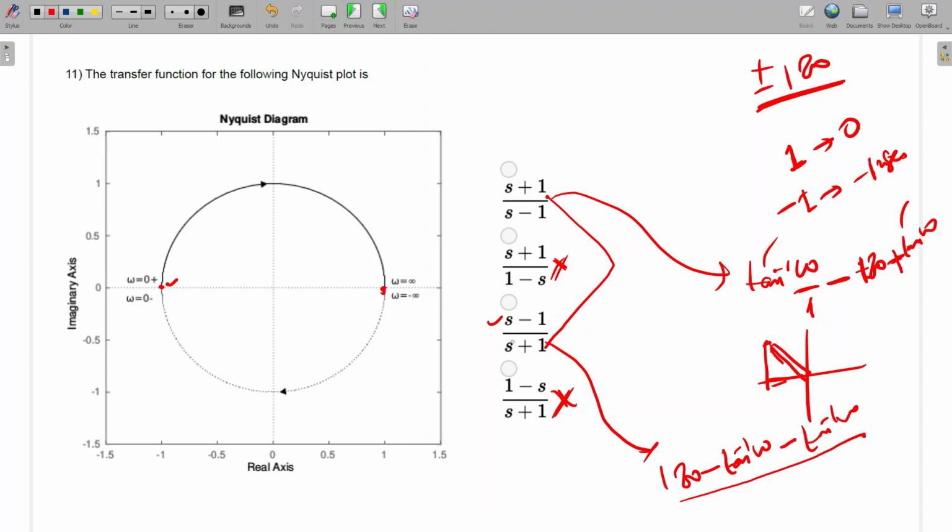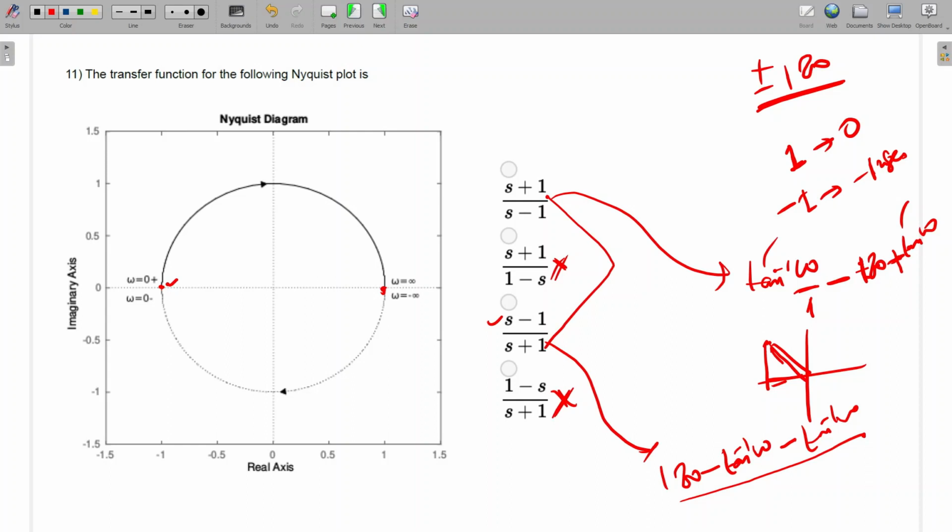But omega is equal to 0, what will be the angle? There also 180. One second. Let me see once. This is confusing only. So omega is equal to 0. S plus 1 divided by 1 minus s. I think the second option. Omega is equal to 1, G(j omega) is equal to minus j G1, G2, S plus 1 by S minus 1.